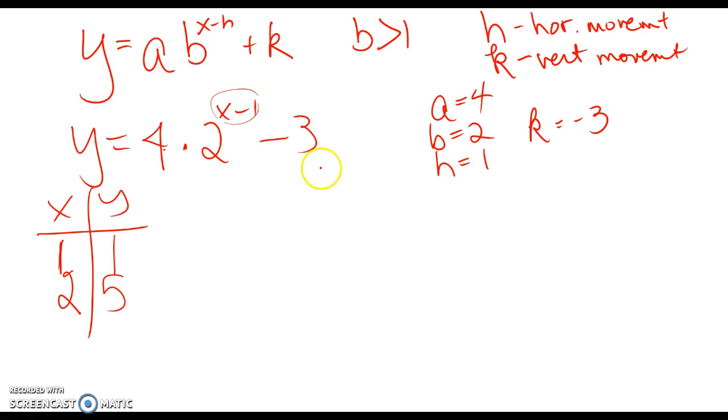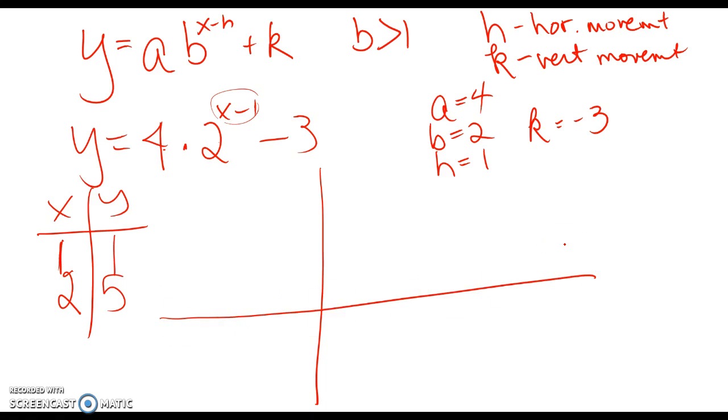So I'm going to graph this. And I have 1, 1, and I have 2, 5. Now let's see what happens as I move negatively.